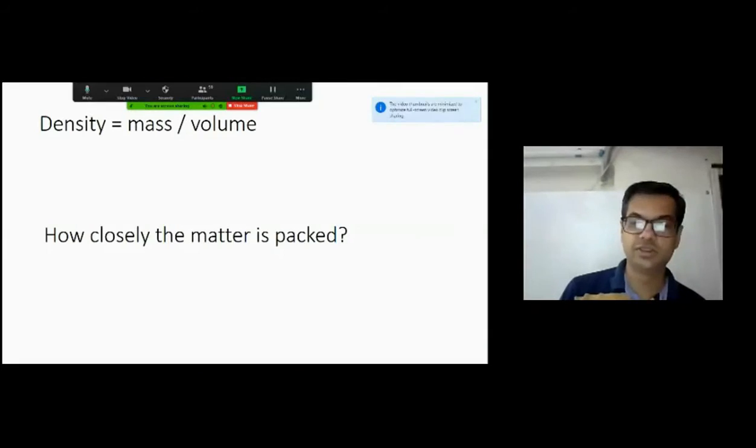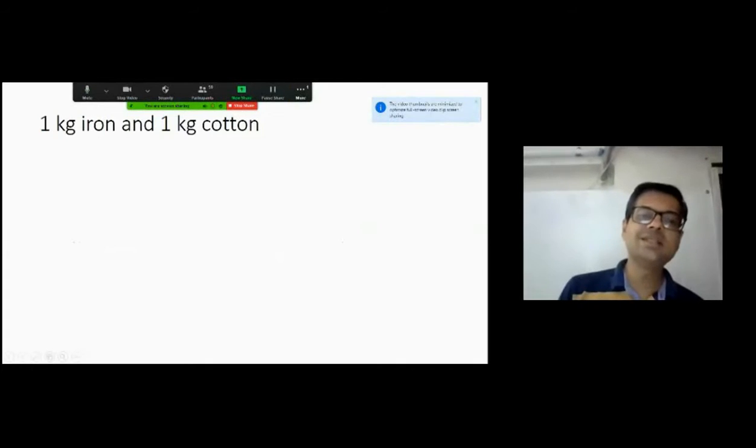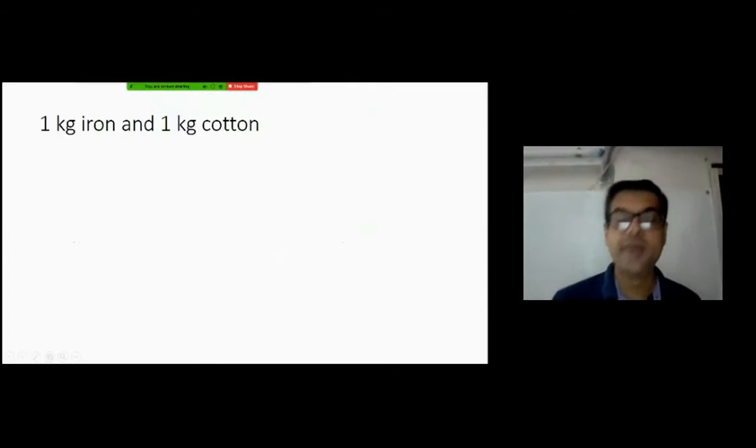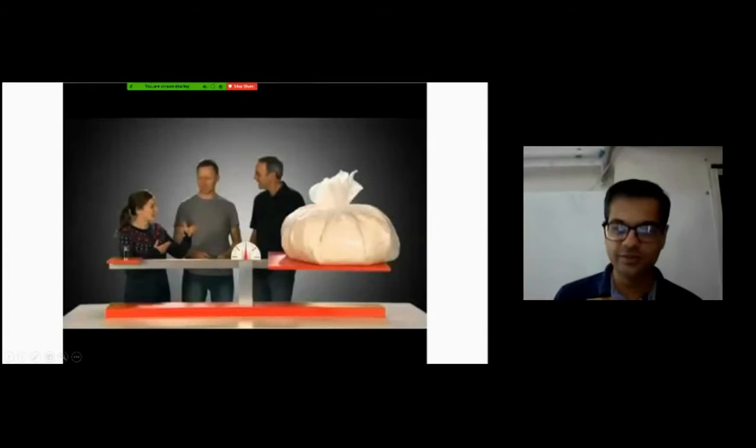Anyway, so that was about density. How closely matter is packed. 1 kg iron and 1 kg cotton, which one will be heavier? So you may feel iron is heavier, but that is not true. 1 kg iron and 1 kg cotton both will be equally heavy. ये देखो इसमें 1 kg cotton है, इसमें एक छोटा सा iron का है, and this is horizontal. This is not going down. ये काटा same है, equal, दोनों same है.